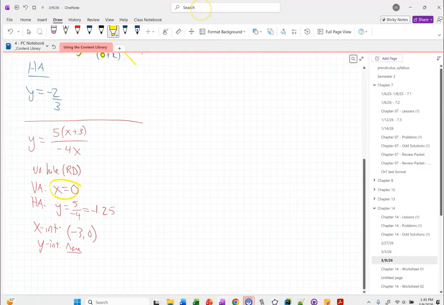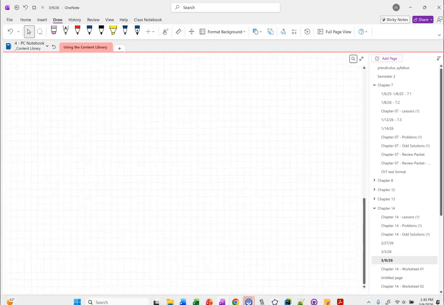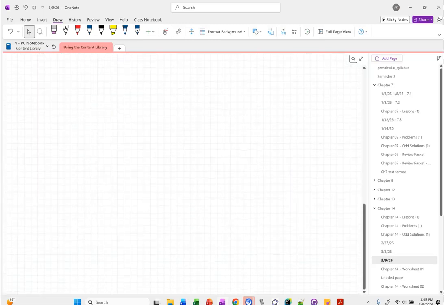My plan for today is, before we talk about solving rational equations, which is our next major topic in this chapter, I want to do a little sidetrack and talk about add, subtract, multiply, divide.